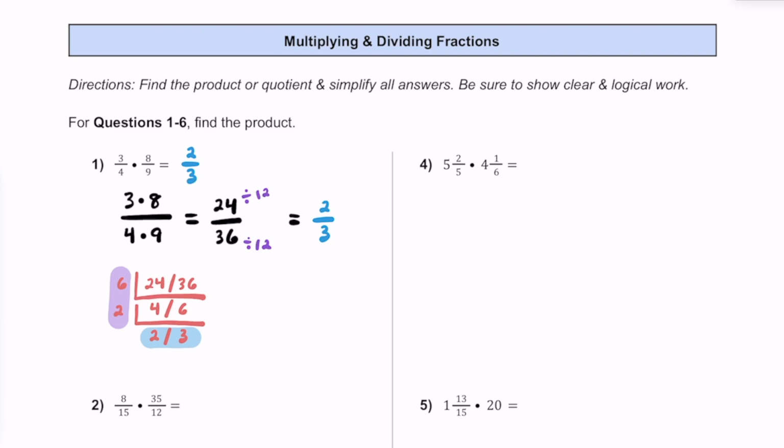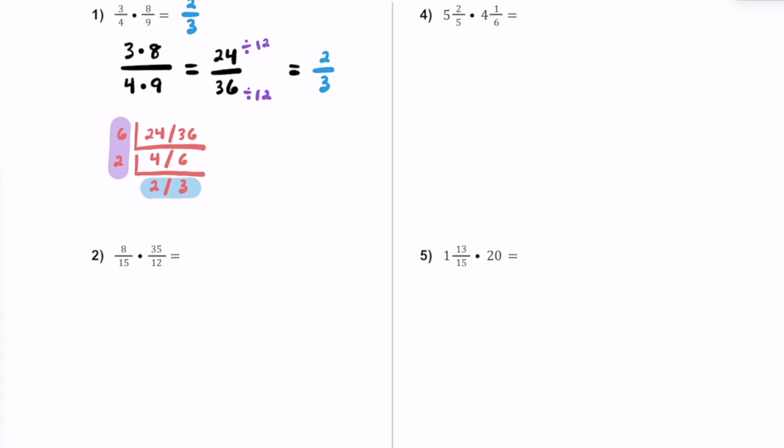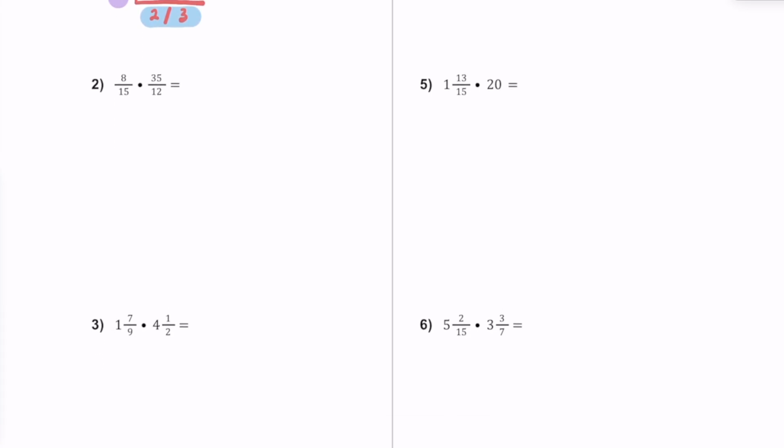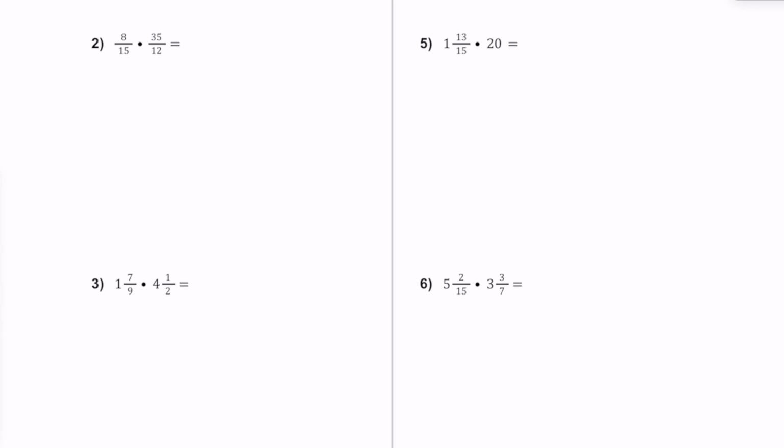All right, let's check out number 2. For number 2, we have another similar multiplication problem. So let's take this 8/15 and multiply it by this 35/12. Let's just multiply the numerators together. So we have 8 multiplied by 35 on top. And then on the bottom, we're going to have 15 multiplied by 12.